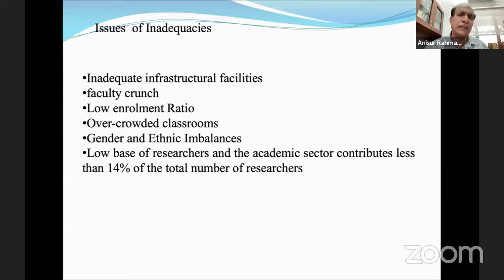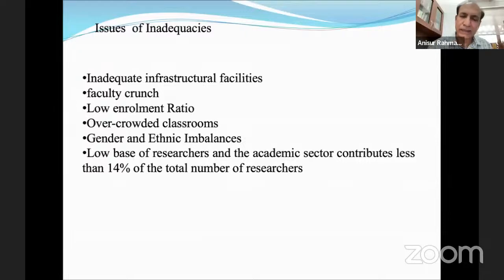So how can we take all these issues together so that we will be able to create the infrastructure, and create viable things? Issues of inadequacy must be dealt with by the top level management, by the state, by all of us, so that we can move in the direction of excellence.